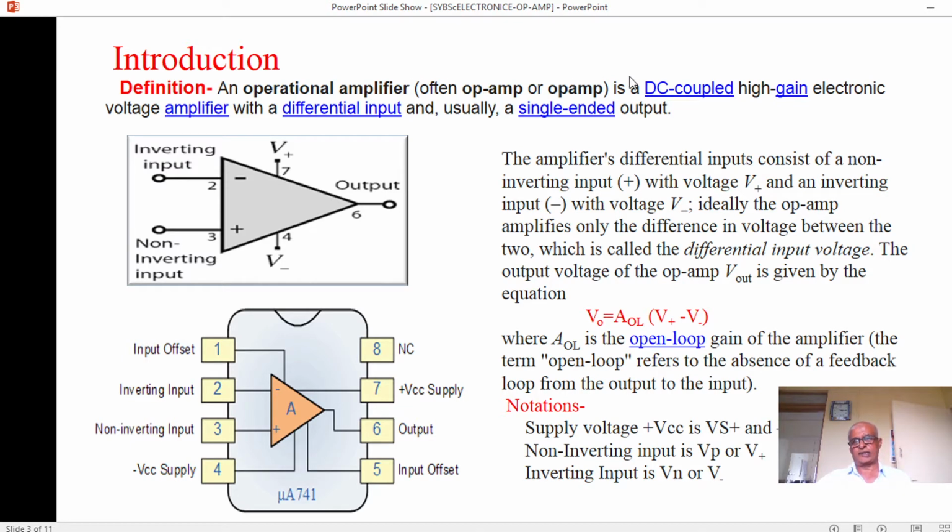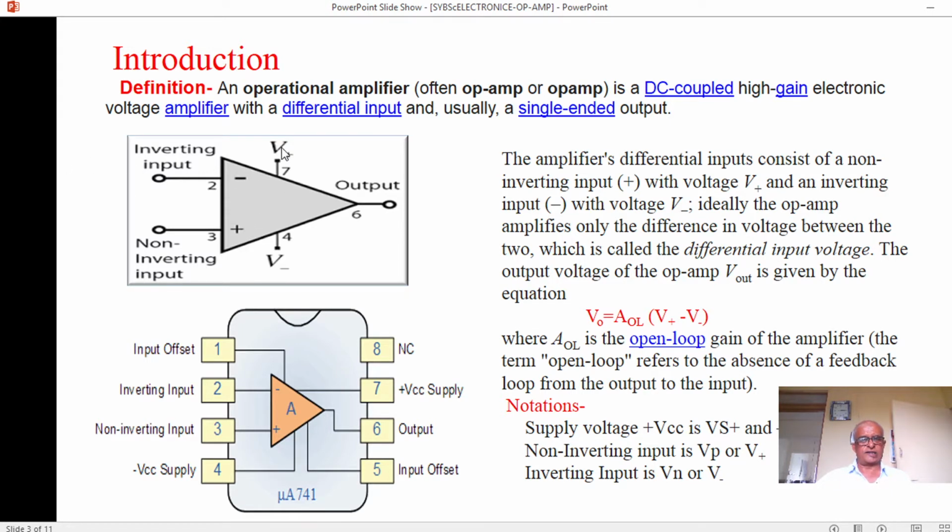In this case, these operational amplifiers are DC coupled amplifiers, meaning the first stage to second stage are directly coupled using a simple wire. The gain is very high. These are basically voltage amplifiers. We can use differential input, and the output is of course single ended output. This figure shows the symbol of operational amplifier.